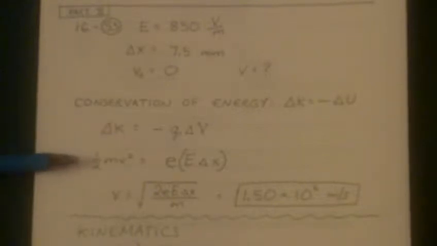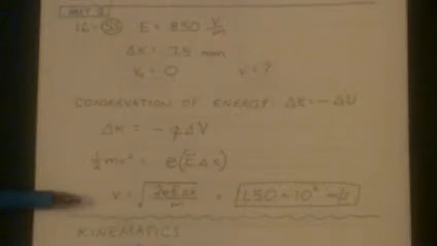We get 1/2 mv squared equals the elementary charge e times the electric field E times delta x. And that brings us to the velocity. It is the square root of 2 times elementary charge times electric field times delta x divided by m. And we get an answer of 1.50 times 10 to the 6th meters per second.